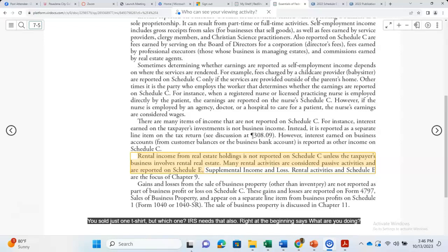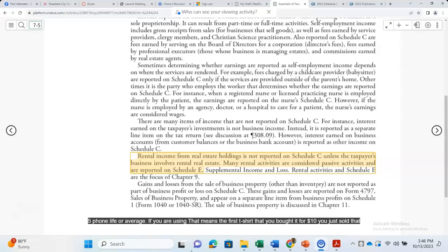IRS needs that also. Right at the beginning it says, what are you doing? Do you have a cost of goods sold? Yes. Check that box. What type of accounting method are you using for your inventory costing? FIFO, LIFO, or average? If you are using FIFO, that means the first t-shirt that you bought for $10, you just sold that. That means if you sold it for $25 and your cost of goods sold is $10, your gross profit is $15. Simple like that.